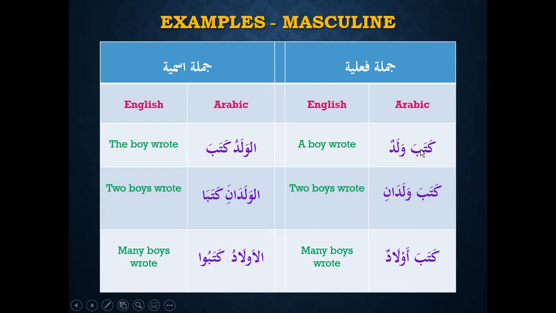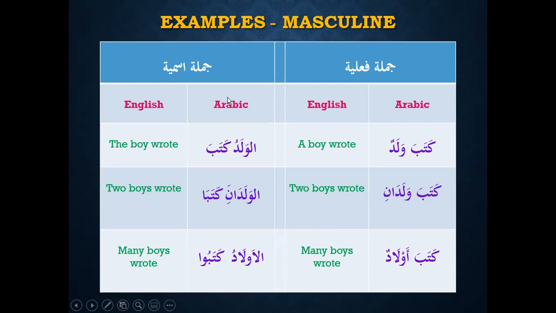Now you can change it to masculine and feminine, depending on who the doer is. If it is mudhakkar, you say kataba. If it is mu'annath, waladatun or ibnatun, you would say katabat. So that's fine. But it has to be singular. The verb in the beginning, in jumla fi'liya, should always be singular. Kataba awladun, the children, many boys, they wrote. It is kataba, not katabu. Here it would be jumla ismiya.